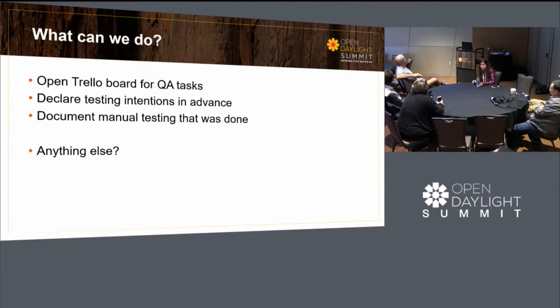There's no easy fix that will be suitable for all projects, but I think there are some things that we can do, and I'll be glad to hear from the people here what they think about it. I suggested, maybe, opening a Trello board for QA tasks, start saying what kind of tests we're going to do in each version and how, and also document manual testing in order to save time.